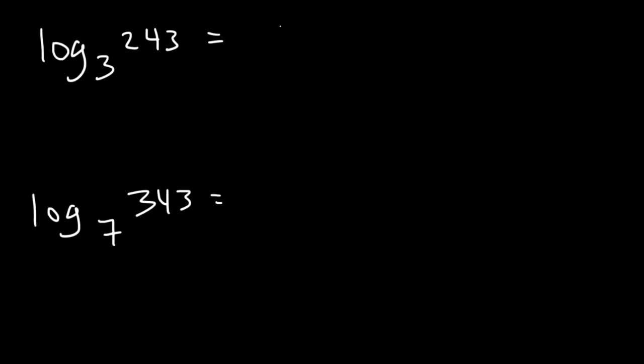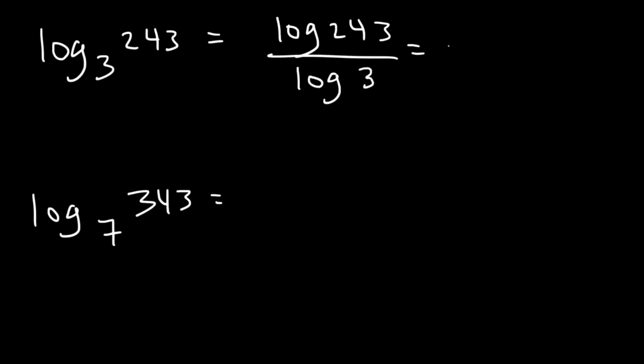Try these two examples. Use the change of base formula to evaluate the two logs. So let's divide log 243 by log 3. The calculator will give you 5. And it makes sense because 3 to the 5th power is 243.